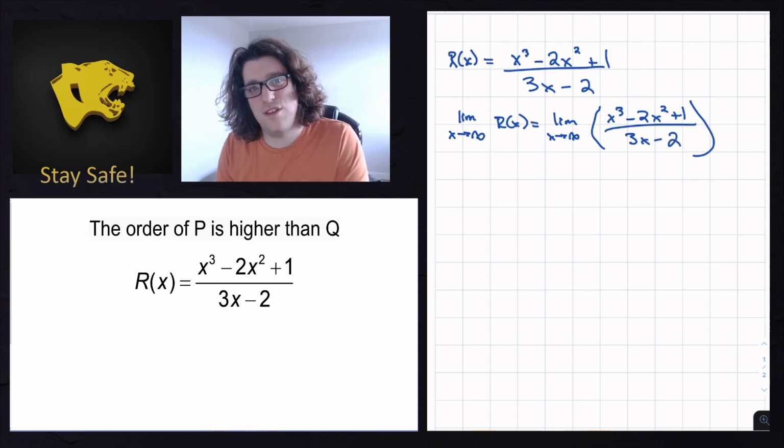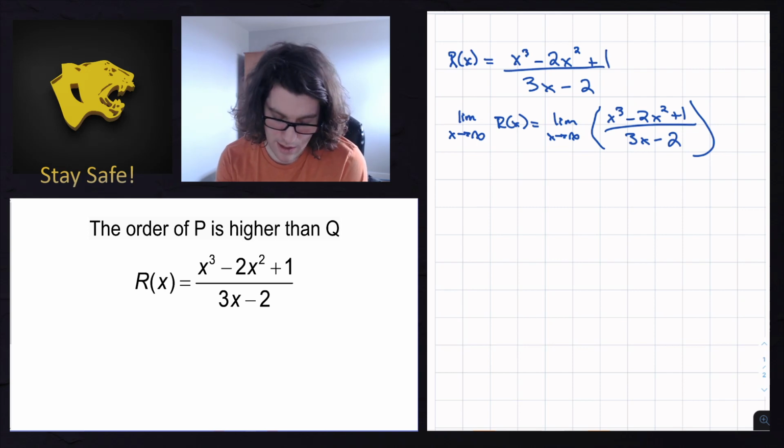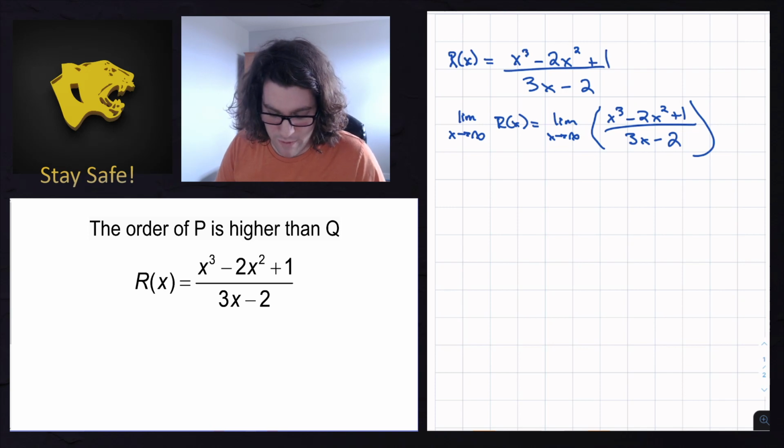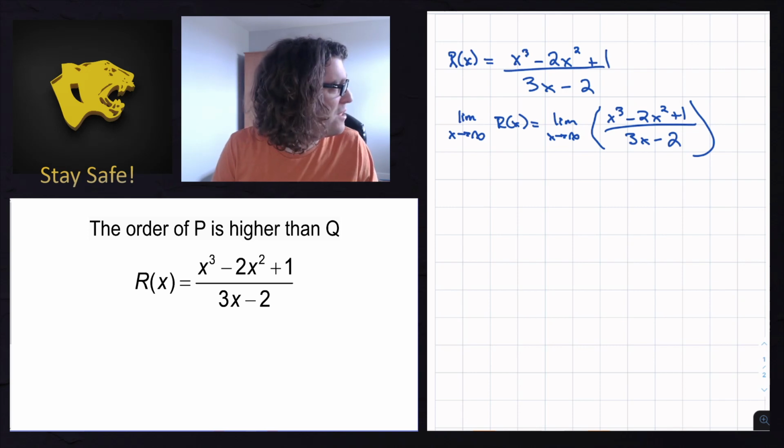And so if we did this the long way, which is okay, what we would do is take the highest power of x, and multiply the entire numerator by 1 over that power, and multiply the entire denominator by 1 over that power.